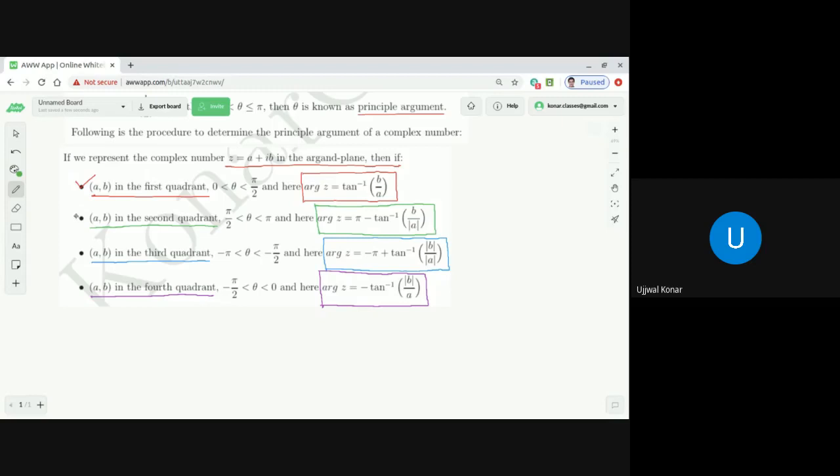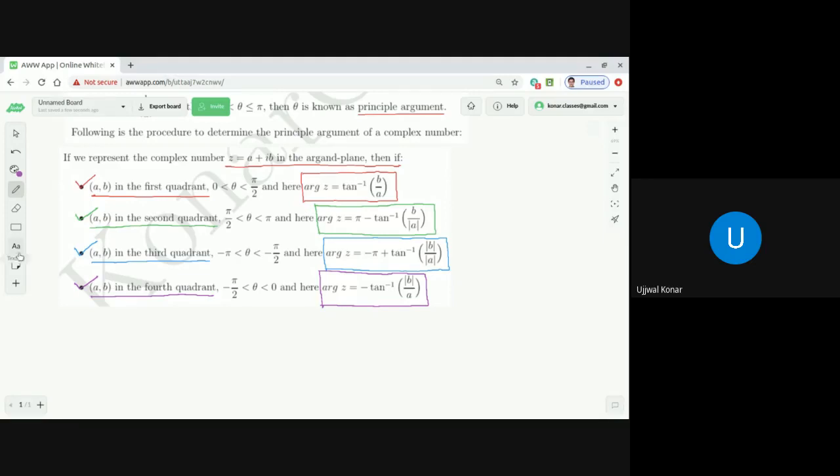The first case we already discussed. The second case is this one. You remember the color combination, dear students, so that you will not forget. And the fourth one is this. So this is the way we are going to find the argument or amplitude of a complex number. You will never make any mistake.